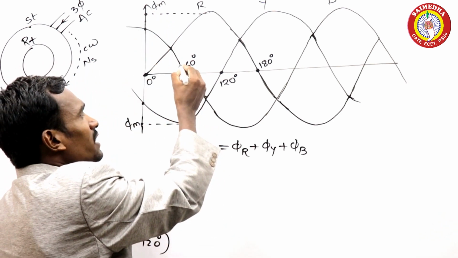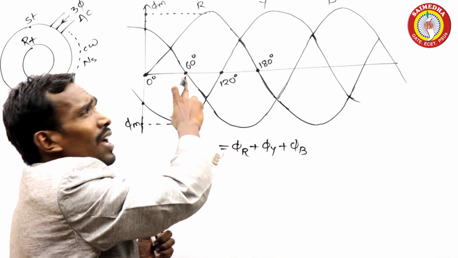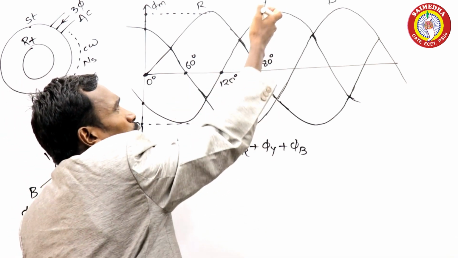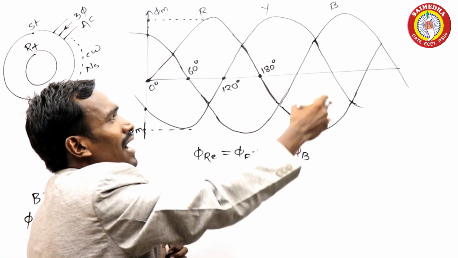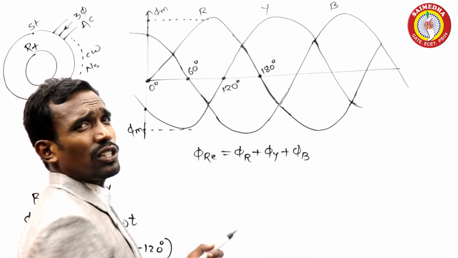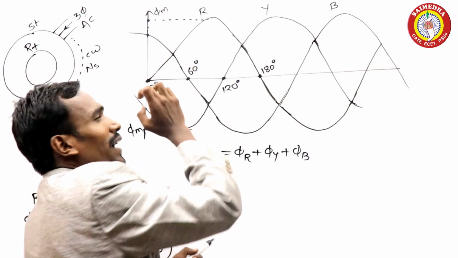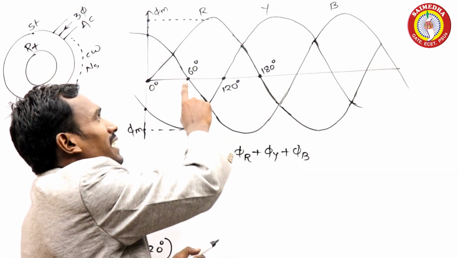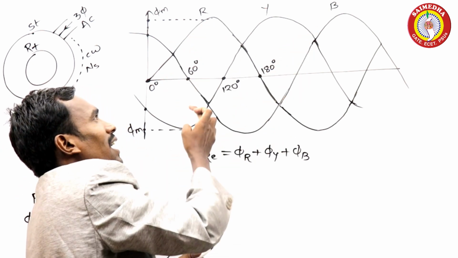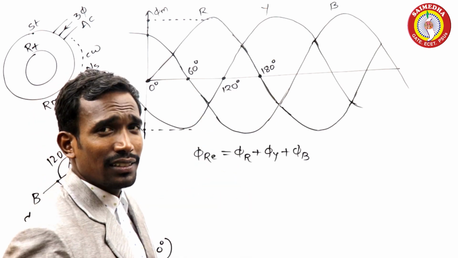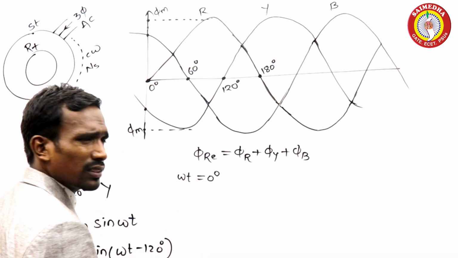At omega t equal to 60 degrees, the B phase is 0. At omega t equal to 120 degrees, the Y phase is 0. At omega t equal to 180 degrees, again the R phase is 0. So at omega t equal to 0, we have only two fluxes, phi Y and phi B. At omega t equal to 60 degrees, the B phase is already 0, so we have only two fluxes, phi R and phi Y. That is the trick.